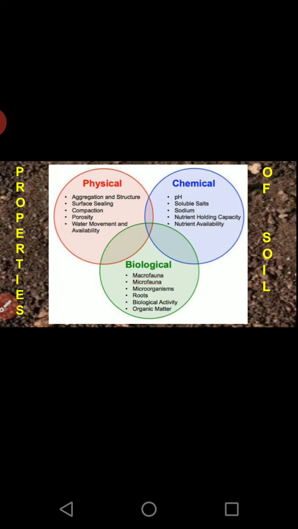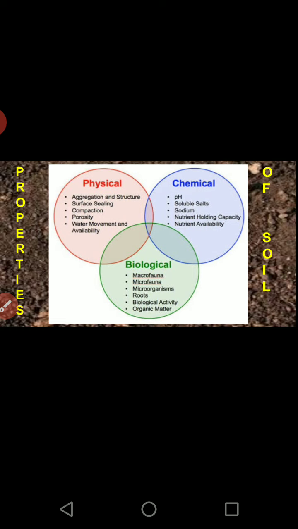Chemical properties: pH level, how many salts are there, sodium, then nutrient holding capacity, and nutrient availability also. Biological properties, like fauna and microfauna, these are the microorganisms, then roots, biological activity, and organic matter.